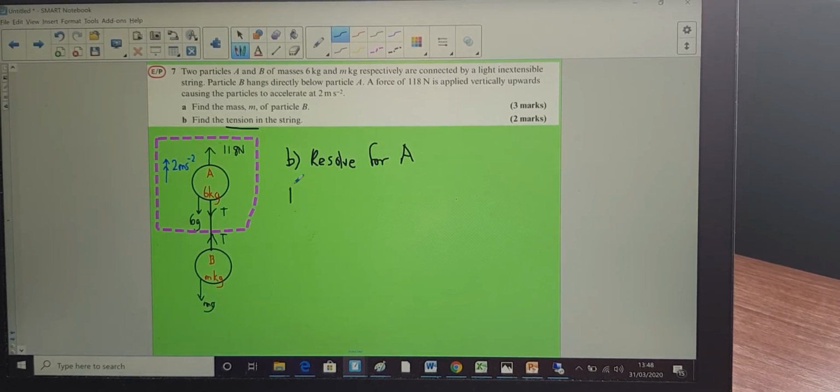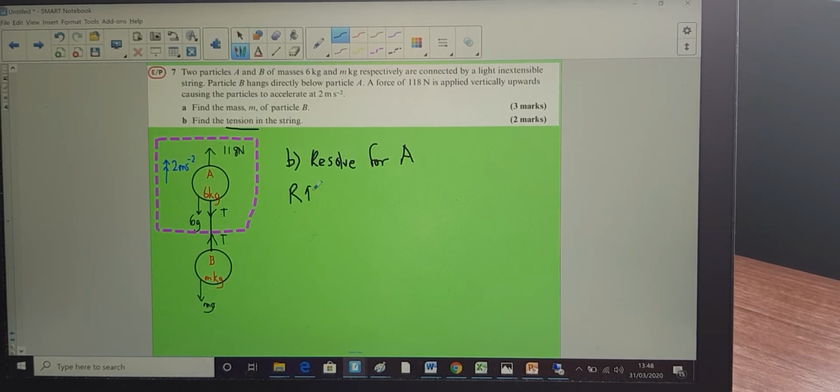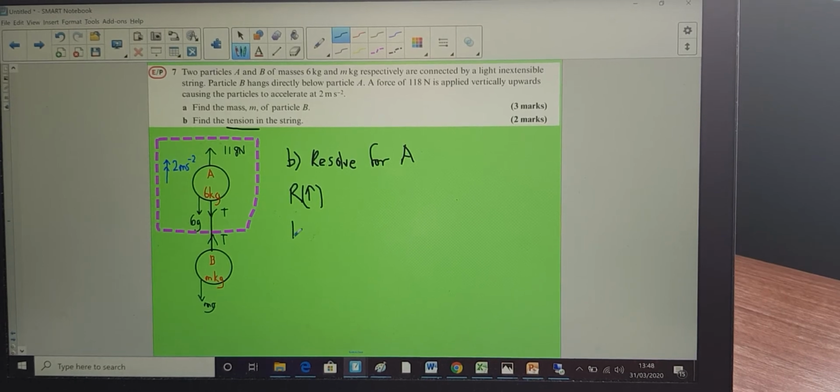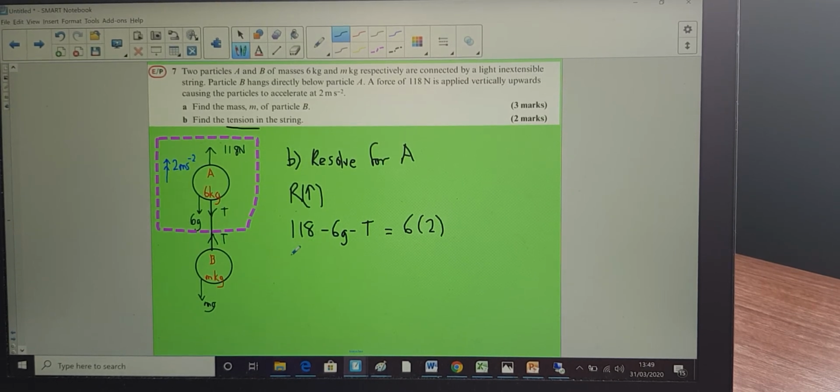Okay, so I'm going to resolve upwards. That's what I'm taking as my positive direction. I've got 118. That's the only force acting upwards. Then take away the weight of the particle. Take away T, which is what I'm after. So that's the total resultant force acting on A is equal to the mass, which is 6, times the acceleration, which is 2.